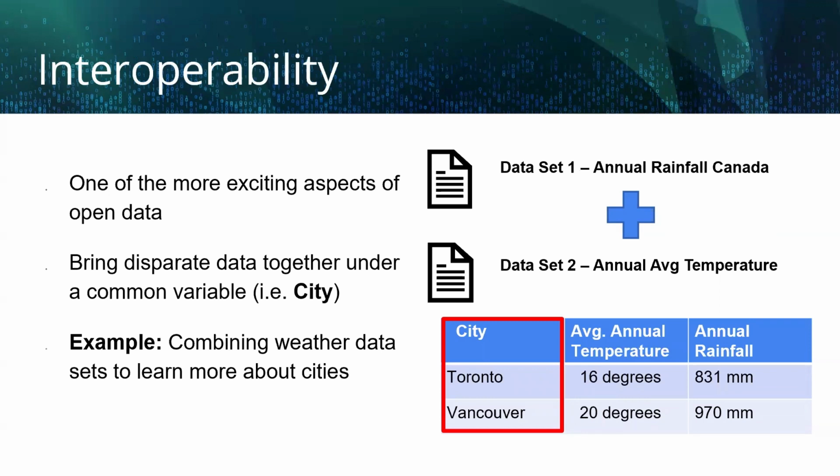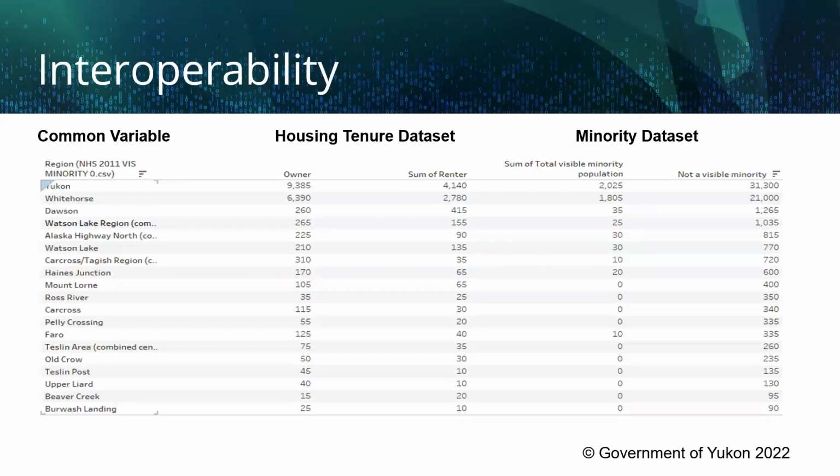Now, because this is Canadian data and we both have access to the cities, we can actually bring them together under one table under the key city. And then we can use this to gain more information and maybe study the impacts of climate change on the cities.